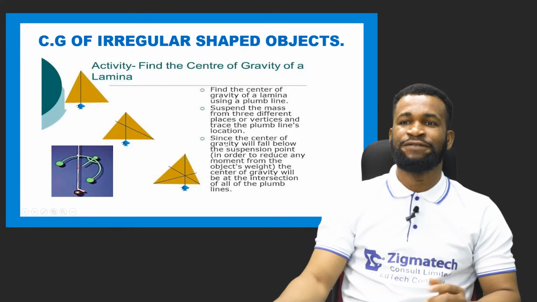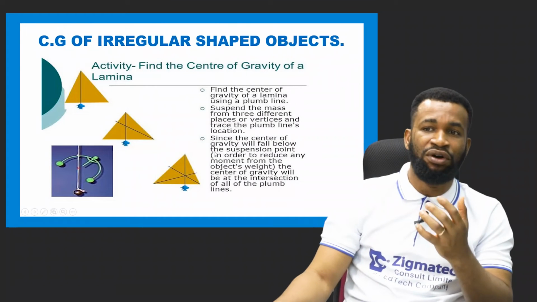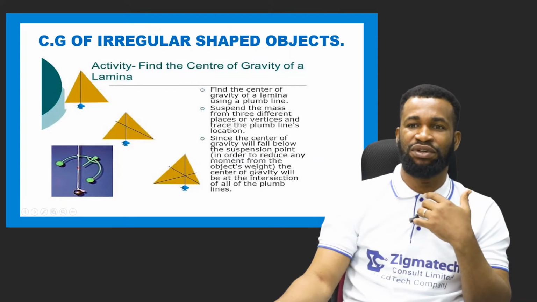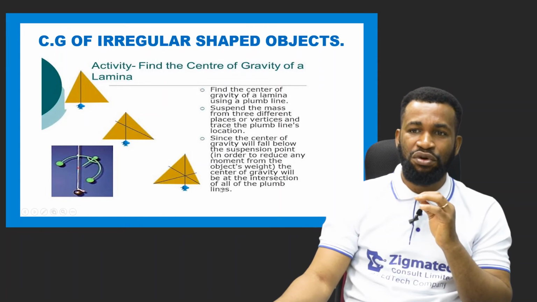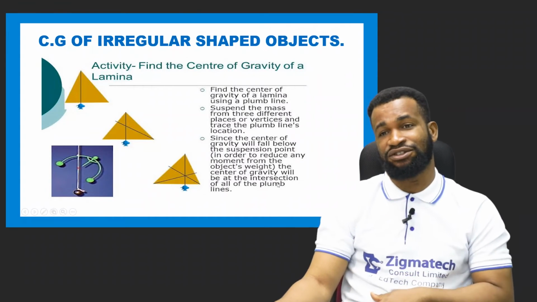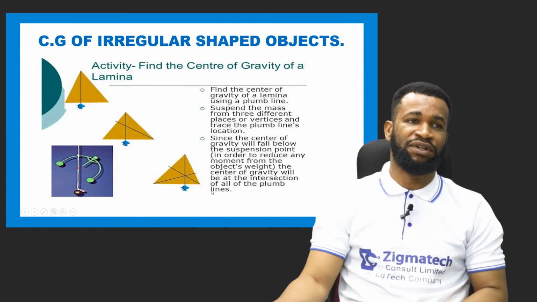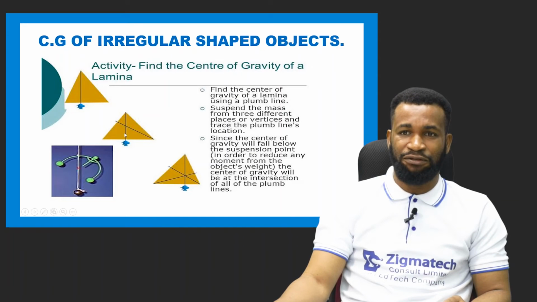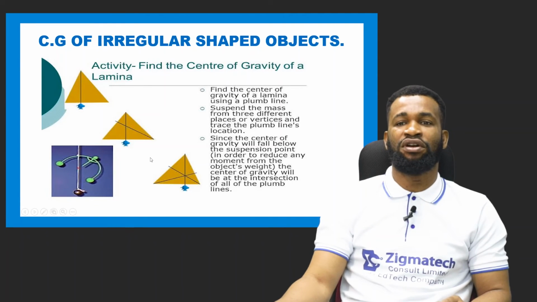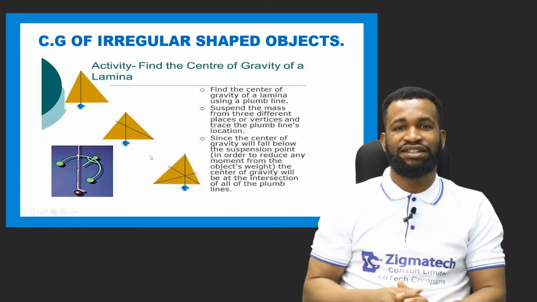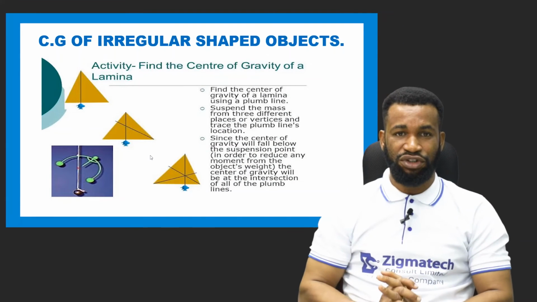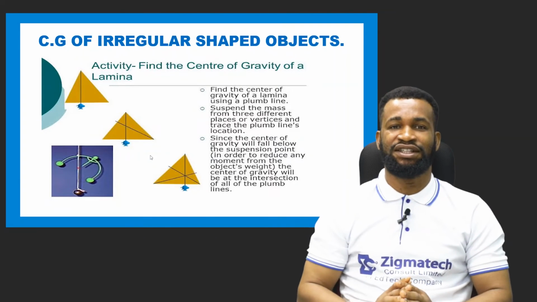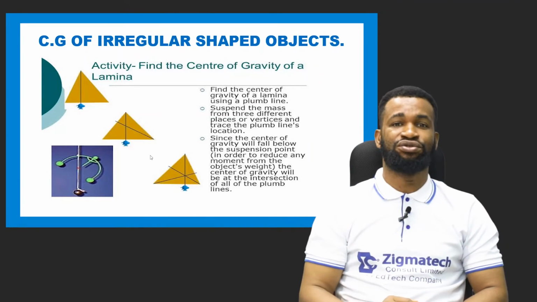When you do this, since the center of gravity will fall below the suspension point in order to reduce the moment from the object's weight, the center of gravity will be at the point of intersection of all the plumb lines. So when you hang this at different positions and trace your plumb lines, the point of intersection of all of them is going to be the point where the center of gravity is located for an irregularly shaped body. And that is the activity you can use to achieve that.